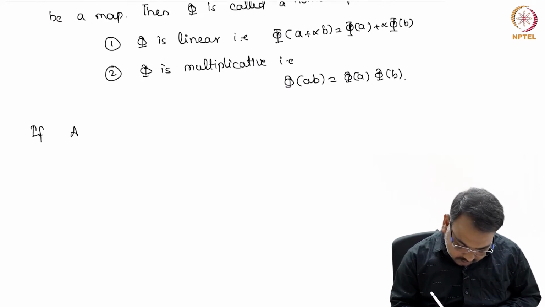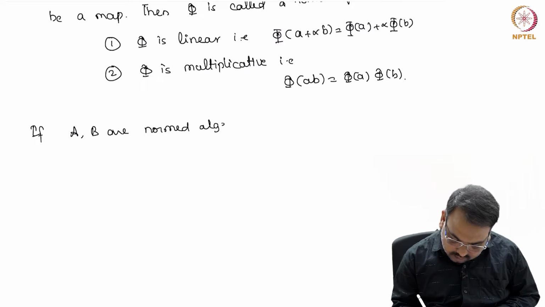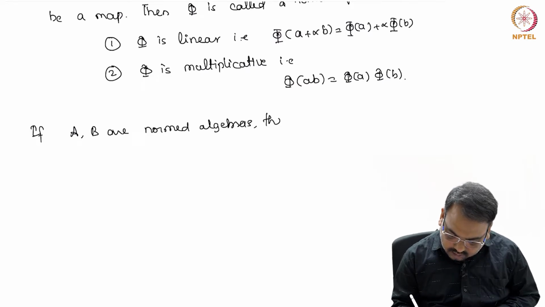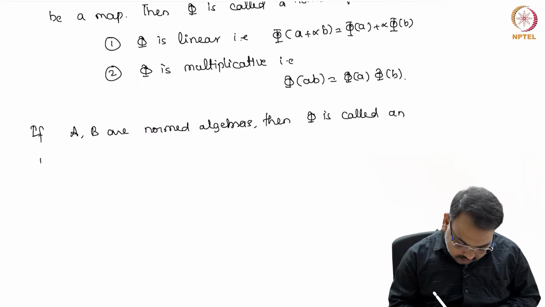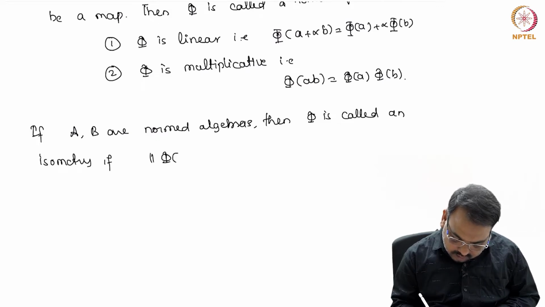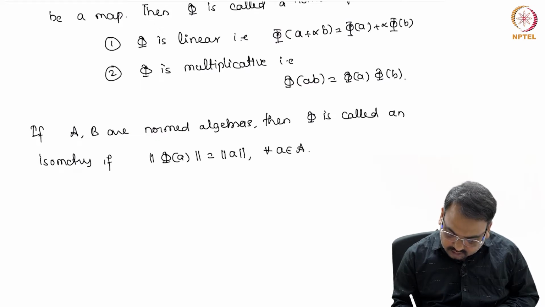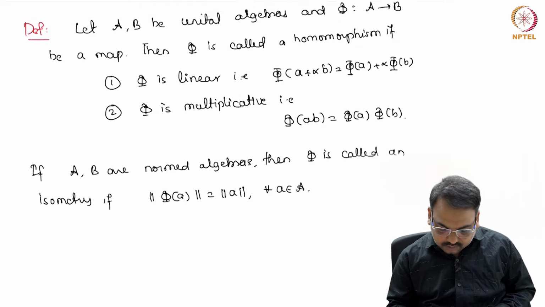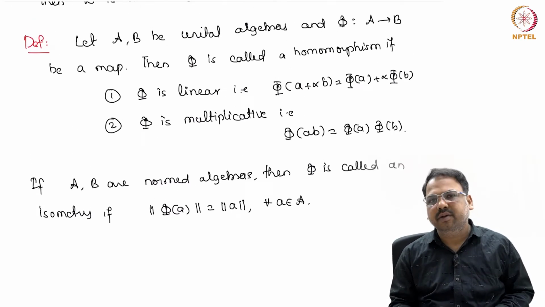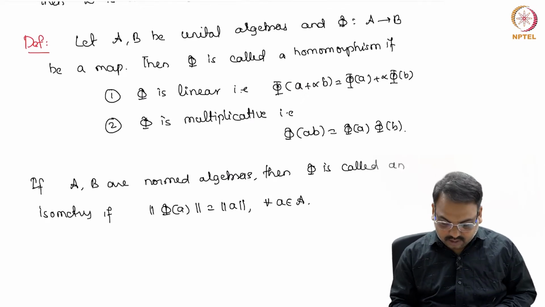So if A and B are normed algebras, then phi is called an isometry if norm of phi(a) is exactly norm of a for every a in A. Okay, so we say phi is a homomorphism if phi preserves the linear structure of A as well as the multiplicative structure of A. That means phi preserves the algebraic structure of A.